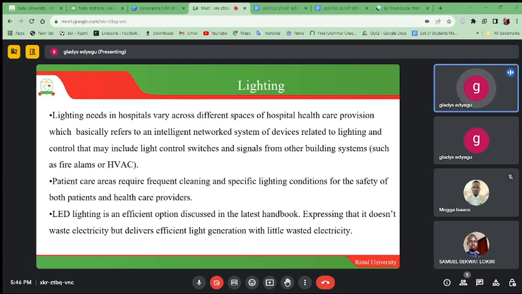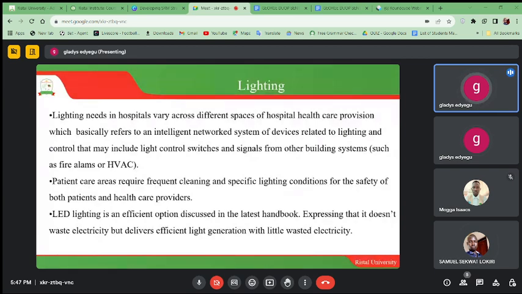So it's very key to have lighting, and it is all about electricity. It's all about either the generators or the solar, and we are able to run our activities during the night the same way we run activities at daytime. Patient care areas require frequent cleaning and also specific lighting conditions for the safety of both our patients and healthcare providers.